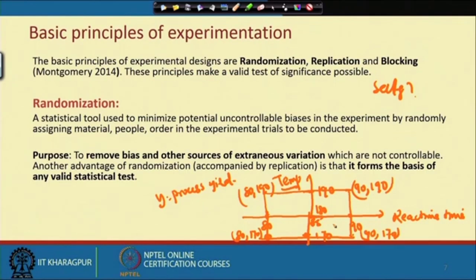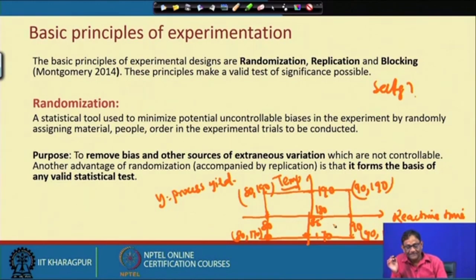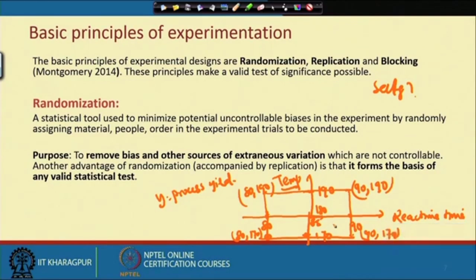At the same time, in a particular setting you may do 4-5 experiments, 4-5 runs, at 80 minutes and 170 temperature. Similarly for the others, you can repeat 5 times, but you will not repeat at a time, in one go. You cannot do the same setting 5 times consecutively. What you require to do is, suppose 20 runs will be there, then those 20 runs will be randomized. That is what is known as randomization.